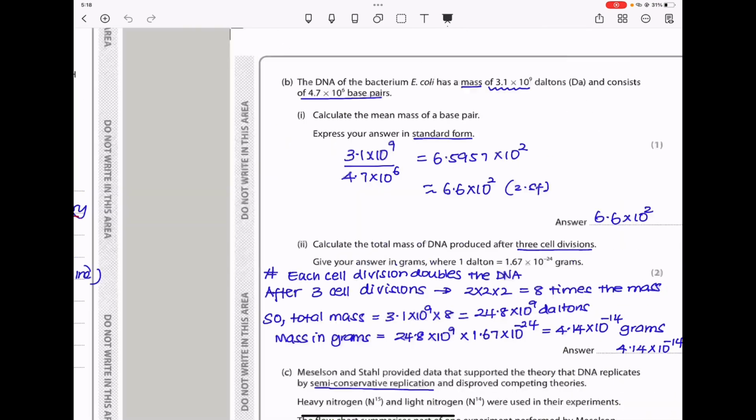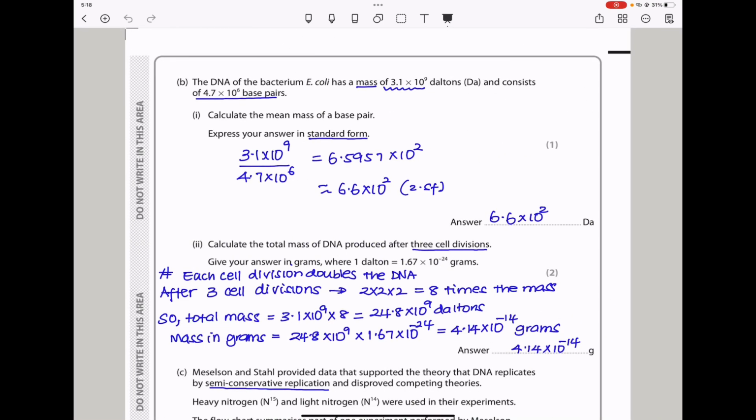So moving on. Here they say the DNA of the bacterium E. coli has a mass of 3.1 times 10 power 9 daltons and consists of 4.7 times 10 power 6 base pairs. Calculate the mean mass of a base pair and express your answer in standard form. So here we have 3.1 times 10 power 9, which is the total mass, divided by the number of base pairs, which is that. We get 6.5957 times 10 power 2, which I rounded off to 6.6 times 10 power 2 daltons.